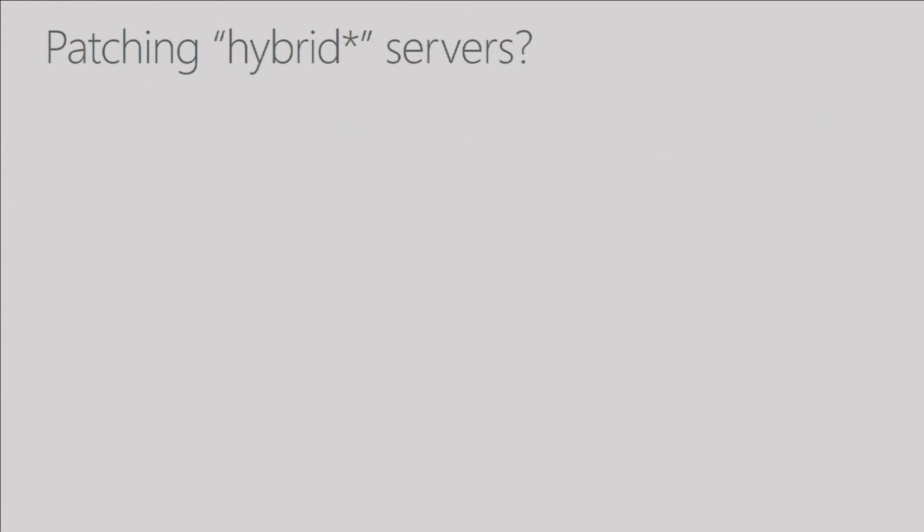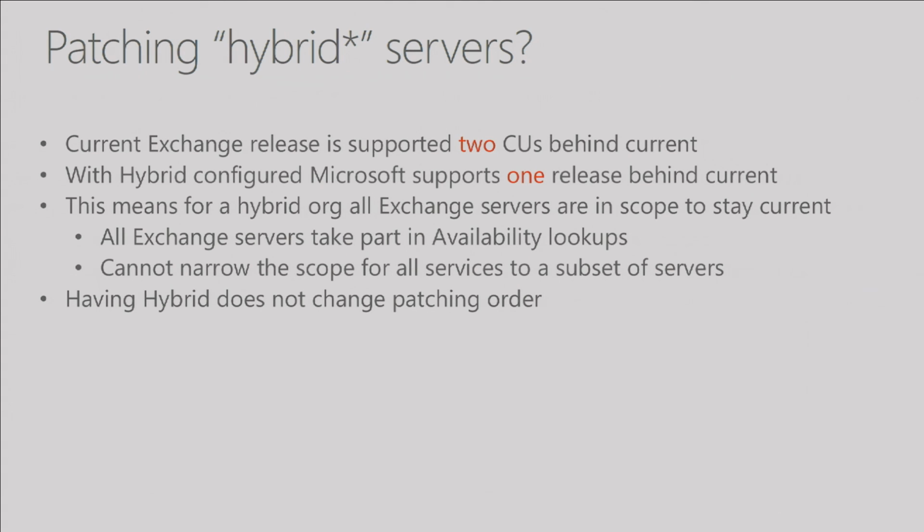So let's talk about patching your hybrid real estate. You know, only those 2 servers that are in your hybrid namespace. The rules of engagement with Exchange and hybrid are very simple. If you're running entirely on premises and you're not running hybrid mode, then you can run 2 cumulative updates behind and still stay in support. If you're running hybrid, then you are 1 release behind.